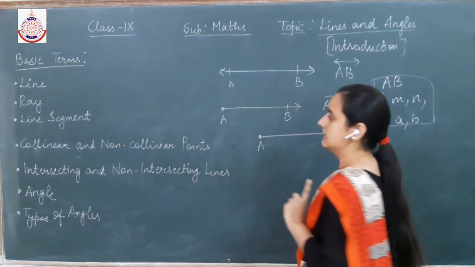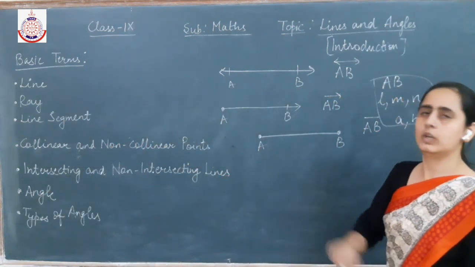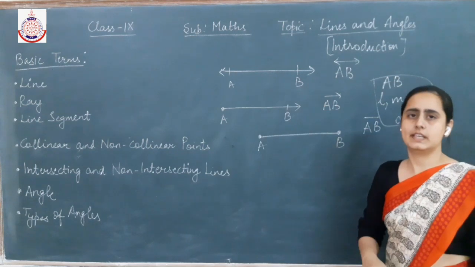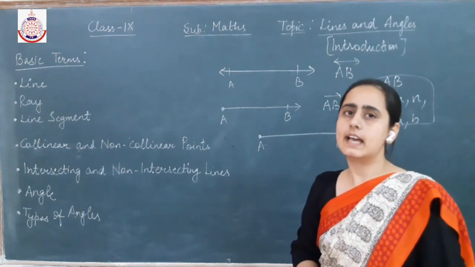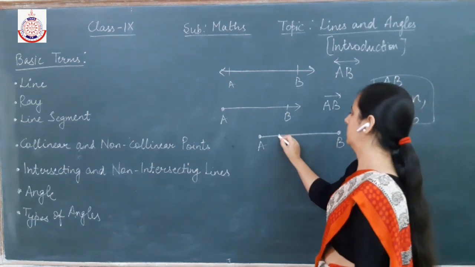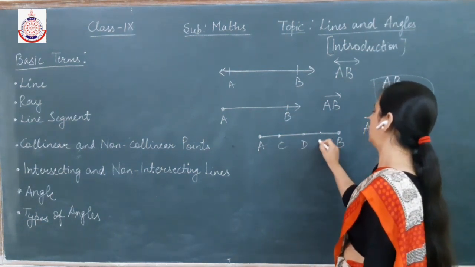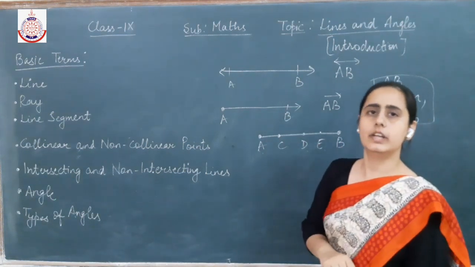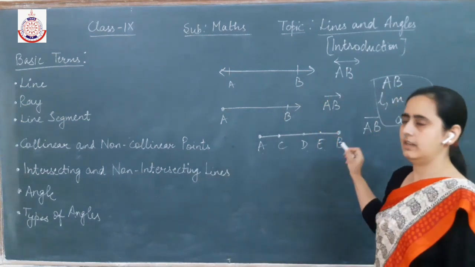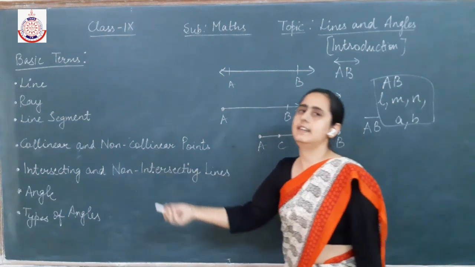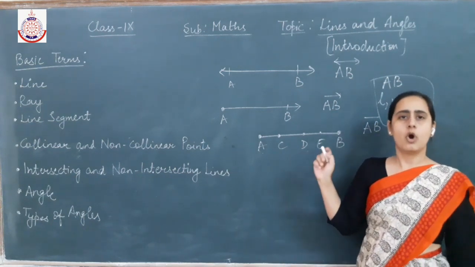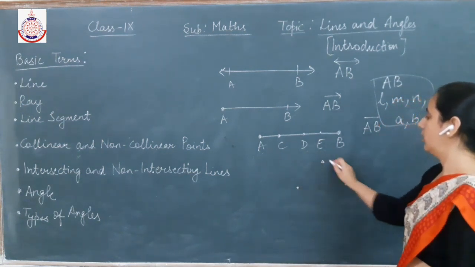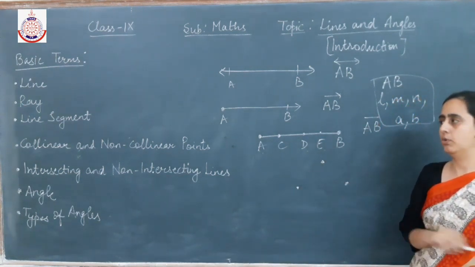Fine. Next we have collinear and non-collinear points. Now, suppose we have a line segment or a line, if three or more points are lying on a straight line, suppose I take here C, D, E, then I can say all these points A, C, D, E, B are collinear because they are lying on a straight line. And non-collinear is easily understood: if the points are not lying on a straight line, suppose I take one point here, one here, one here, they are not on a straight line, so they are non-collinear points.